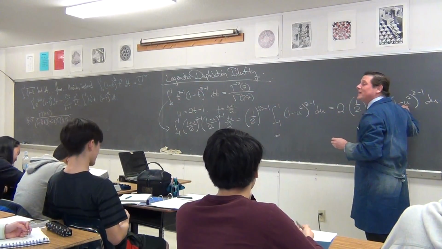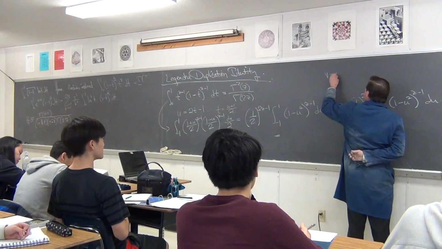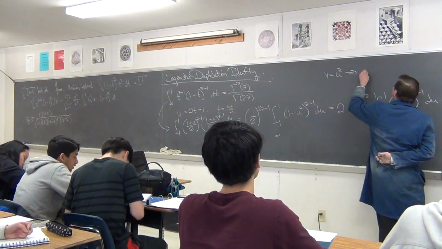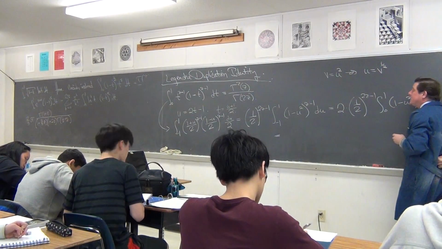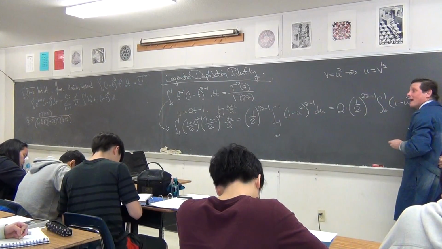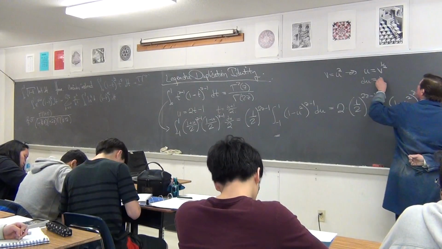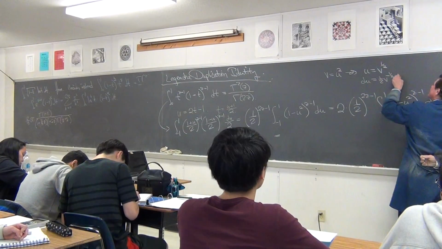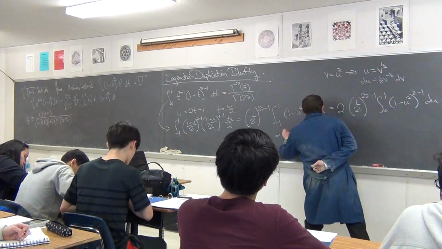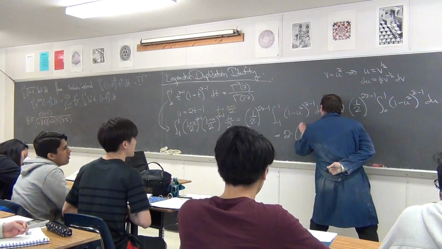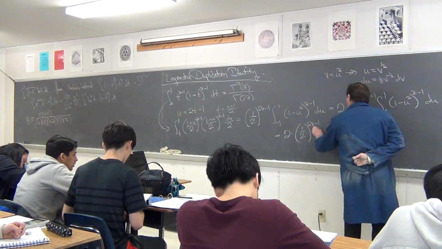So, v equals u squared. So u equals v to the 1/2. du will equal 1/2 v to the minus 1/2 dv, won't it? So I'll say 2, 1/2 to the 2z minus 1, right?